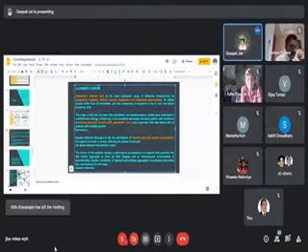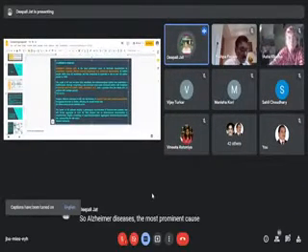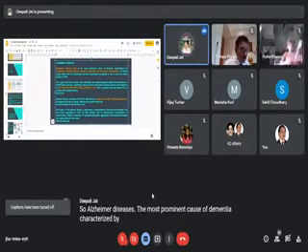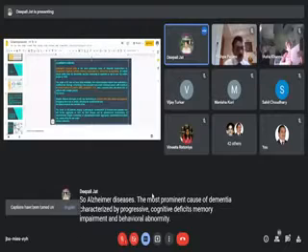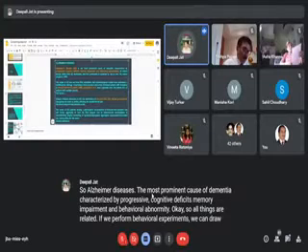How is it derived, and what is the molecular aspect of Alzheimer's disease? Alzheimer's disease is the most prominent cause of dementia, characterized by progressive cognitive deficits, memory impairment, and behavioral abnormality. So all things are related. If we perform behavioral experiments, we can draw out some conclusions regarding Alzheimer's disease.